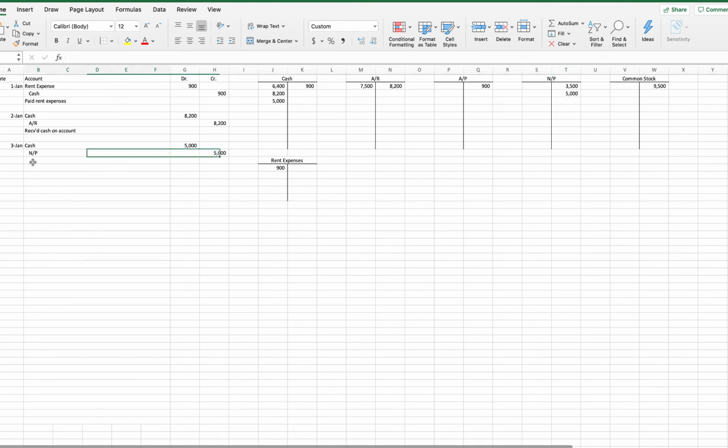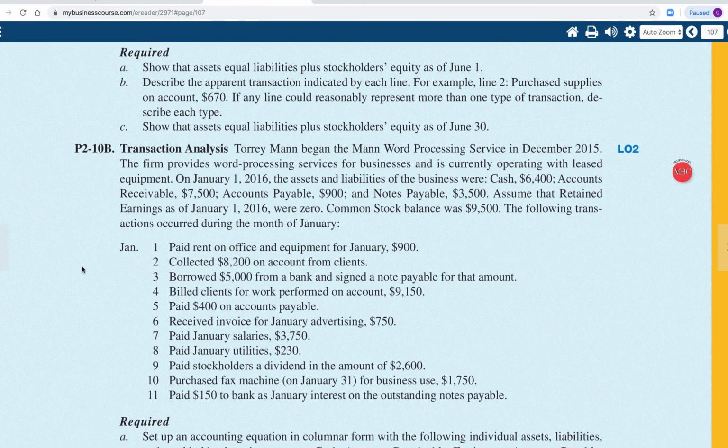Okay. So again, let's put in our explanation. Got to have explanations. What are we doing here? Well, signed a note for $5,000. We're done. Okay. Next thing we need to do, always skip a space. Let's go look at the fourth transaction.